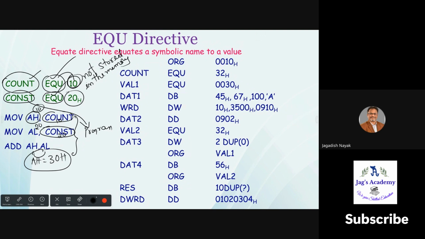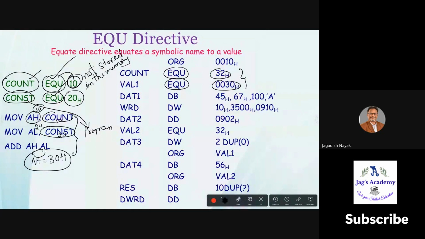What you need to remember is it won't be stored in the memory. Whichever EQU is declared here, it will not go to the memory. It doesn't require any offset address. Hope all of you are listening to this. These things will not be covered again in the class. This is the regular class only.